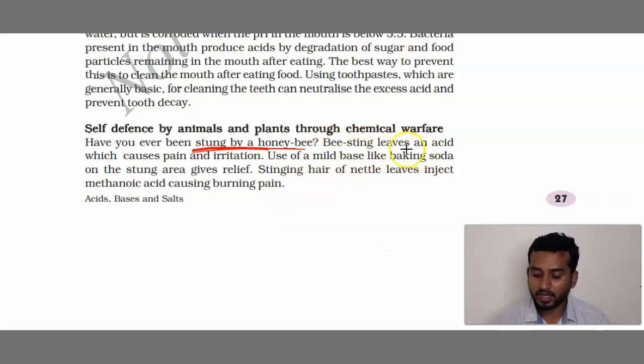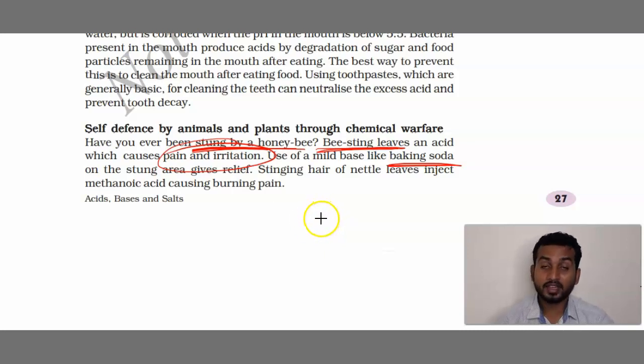Bee sting leaves an acid which causes pain and irritation. Use of a mild base like baking soda on the stung area gives relief. You should know this. Okay. So a bee sting, once it hits our body, what happens? It releases an acid which causes pain. Due to that, we feel pain and irritation. To remove that, what do we have to use? We have to use baking soda on the surface so that we get relief.